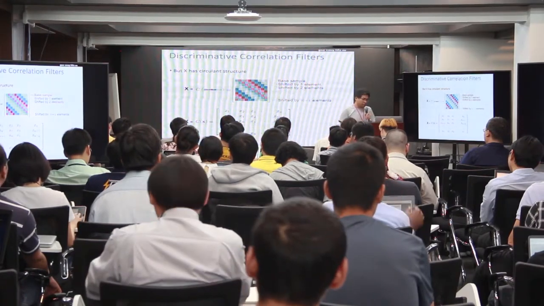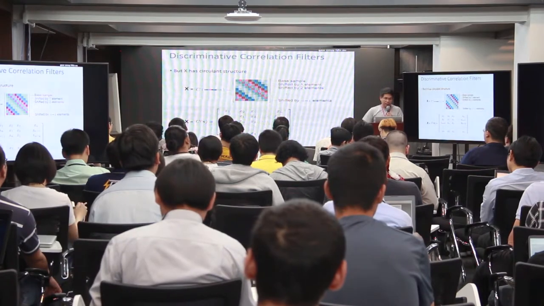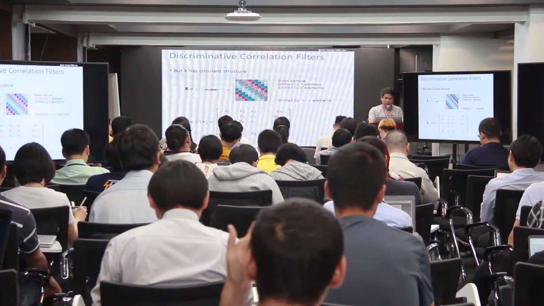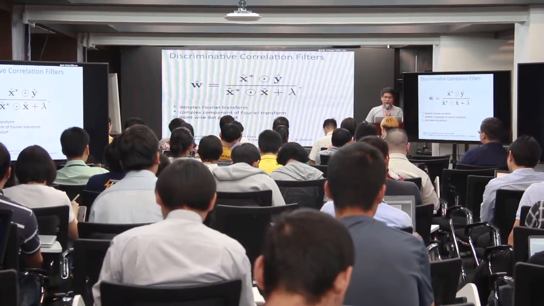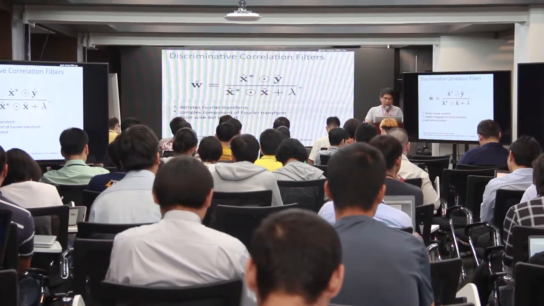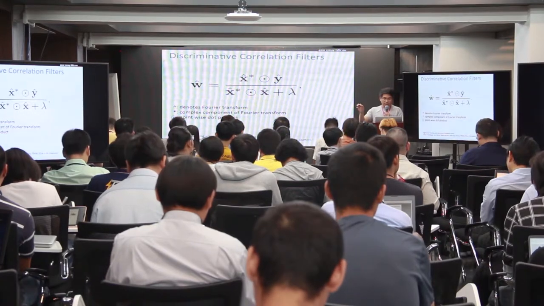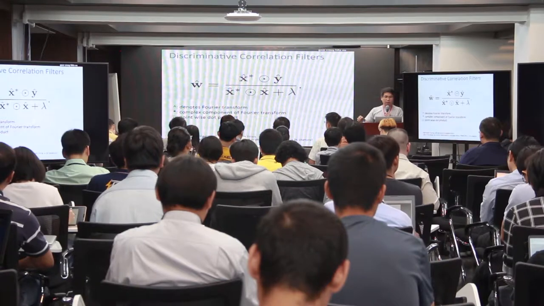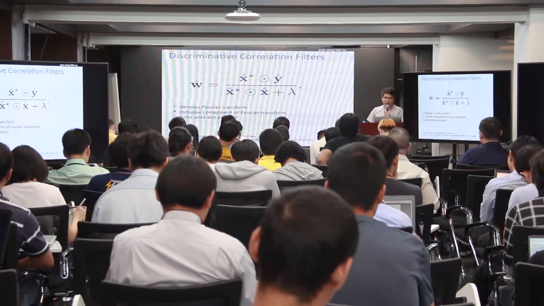Now, if the matrix has this particular structure, then it has very nice properties. You don't have to do the inverse of this matrix, but you can do it very efficiently through the Fourier domain. It can be done by taking the Fourier transform of the vector x and the variable y, and this is the formulation to compute the correlation filter in the Fourier domain. All you need to do is take the inverse Fourier transform, and then you get the W matrix. Because of this, at every step you can retrain the correlation filter, the W, very fast, and you apply it in the next frame to track the location of the object.